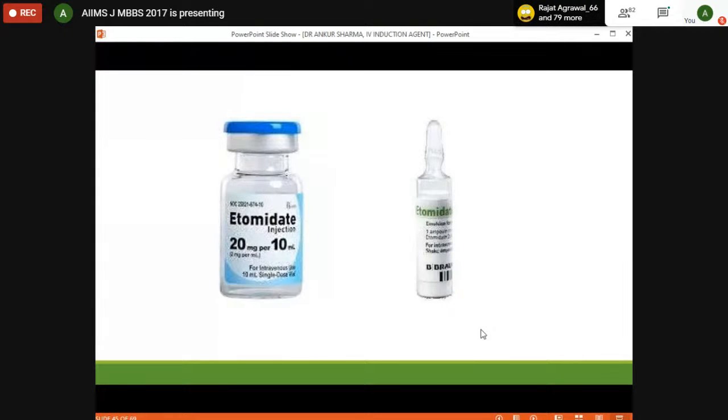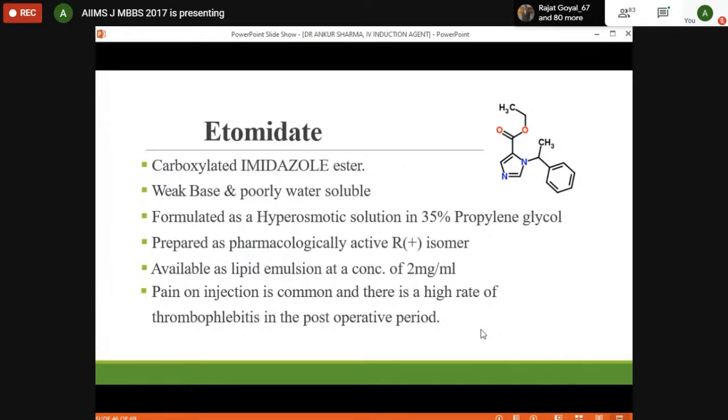Coming to the third drug, that is etomidate. Etomidate is a carboxylated imidazole ester. It is a weak base and poorly water soluble. It is formulated as a hyperosmolar solution in 35% propylene glycol. It is prepared as the pharmacologically active R isomer. It is also available as a lipid emulsion at a concentration of 2 mg per ml.